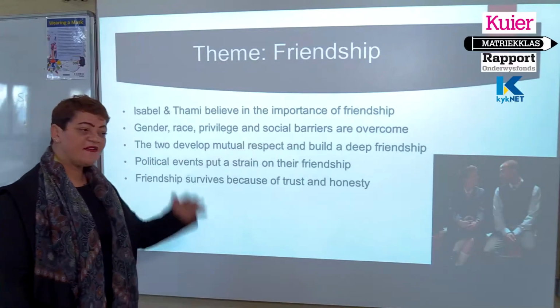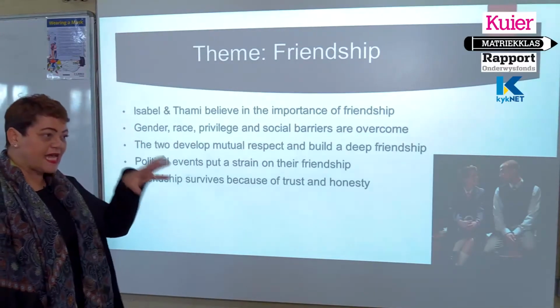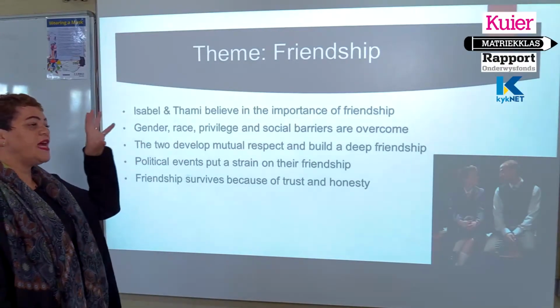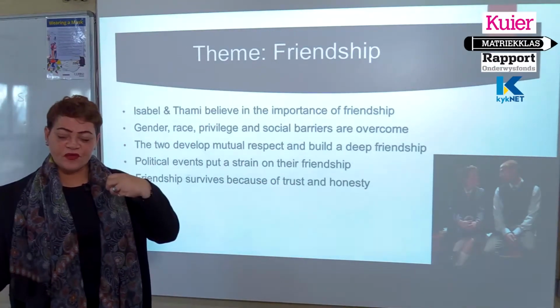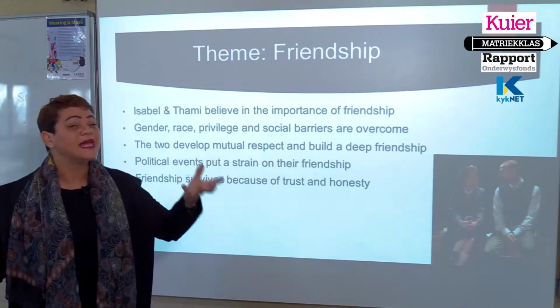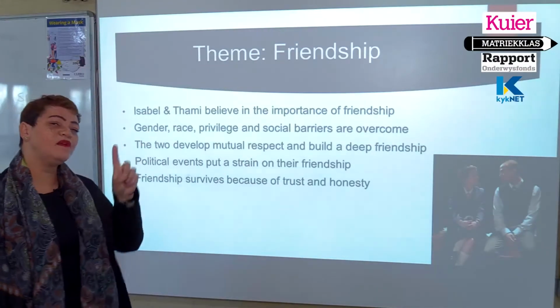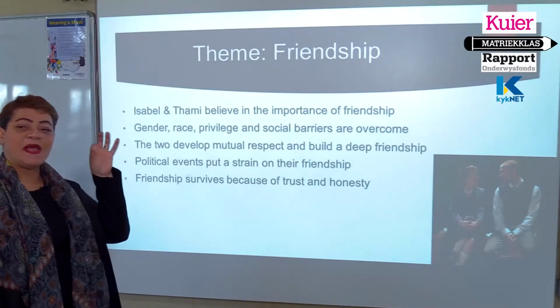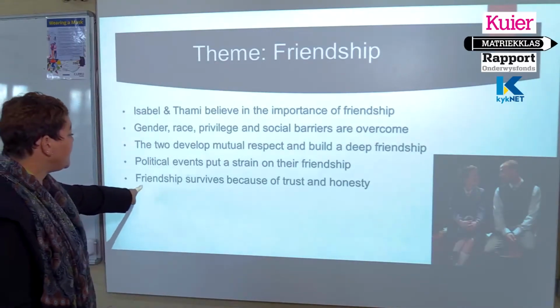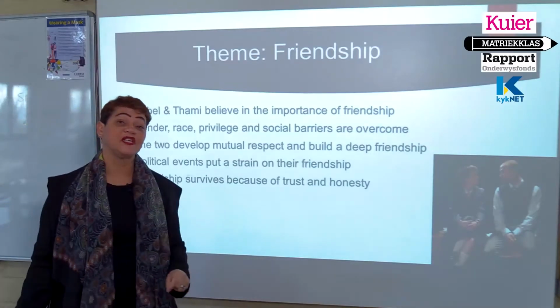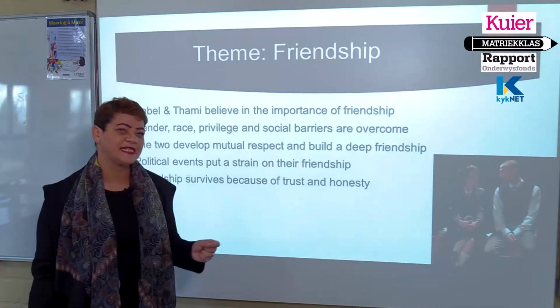Social barriers, everything else that's going on in that time during apartheid, and the fact that Isabel for the first time is learning about apartheid, and for the first time she is seeing what is happening in the country. They overcome all of those things and they build this bond of friendship. And their friendship survives because of trust and honesty. And where do we find evidence of the trust and honesty?